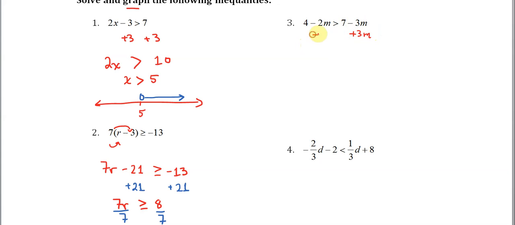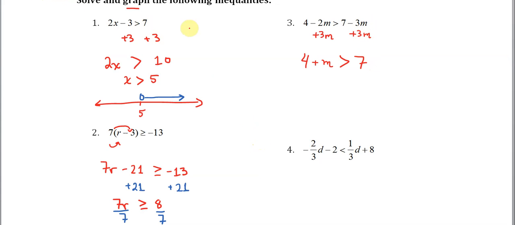And remember, when we add these variables, or an expression with variables, we need to be aware of like terms. So we're not adding the 4 to this. It's just negative 2m and 3m. So the 4 is still there. Negative 2m and 3m gives us positive m. And of course, on the right side, we have 7. These 3m's will cancel each other out.